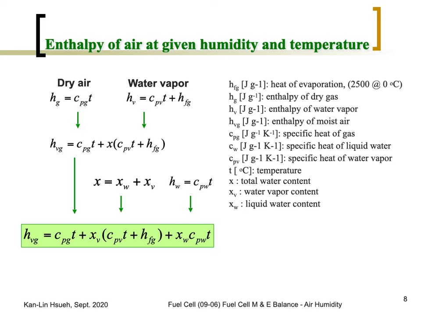The first item is the dry air. The second is the water vapor. The third is the water droplet enthalpy. You can count everything here.